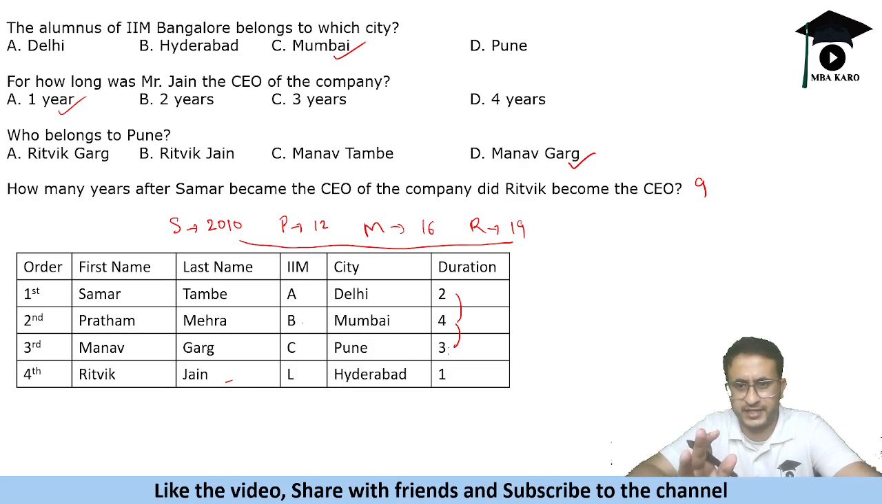Okay, do not just take the gap, because Samar became the CEO. He served for 2 years also, so you'll have to add 2 also. The answer is 9 years.